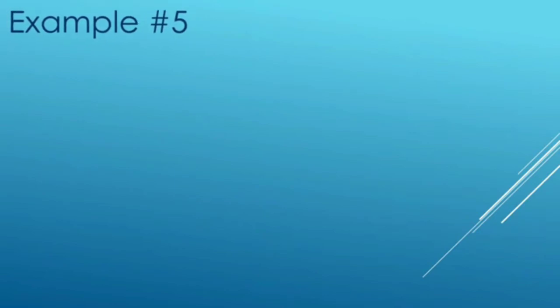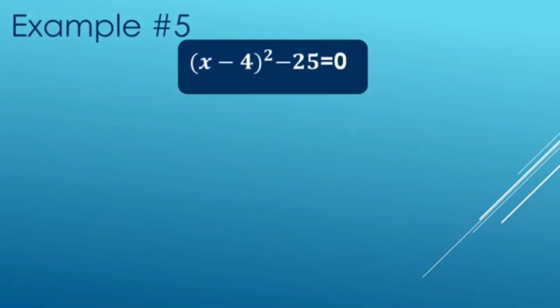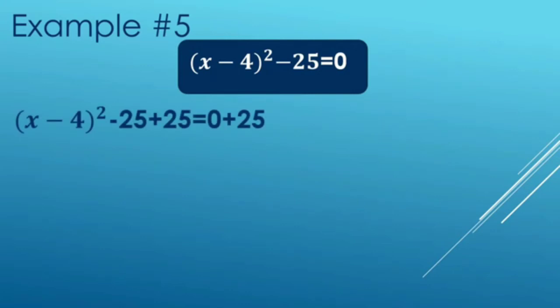Now let's proceed to the last example. We need to find the solutions of the equation quantity x minus 4 squared minus 25 is equal to 0. First, we must notice that it isn't in the standard form. So in order to come up with that form, we need to perform the addition property of equality. So we need to transfer negative 25 to the right side. In order to do that, we need to add positive 25 to both sides. Then it would be quantity x minus 4 squared is equal to 25.